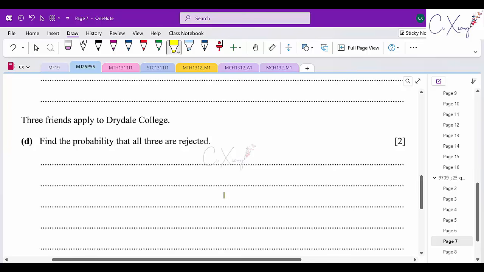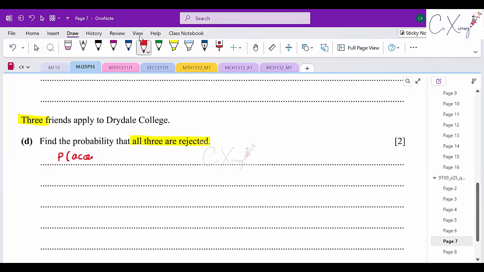Part D. I'm having 3 friends apply for the college, then find the probability that all 3 are rejected. Okay, I already calculated the probability of being accepted just now, it is actually 41 over 80, right? Therefore, what is the probability of being rejected? So it is actually the opposite of accepted, where you take 1 minus 41 over 80.